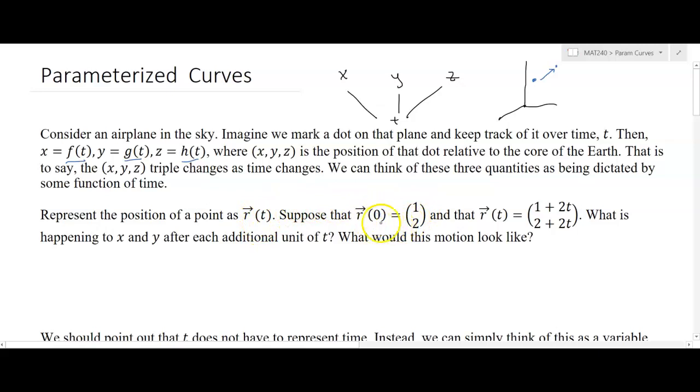Suppose that at time 0, the position of the point is 1, 2. So that is in two-dimensional space. Right now we're just going to focus on 2 dimensions for a moment. And that r of t, the position of the particle at time t, is its x component will change by the function 1 plus 2t, and its y component will change by the function 2 plus 2t. What is happening to x and y after each additional unit of t?